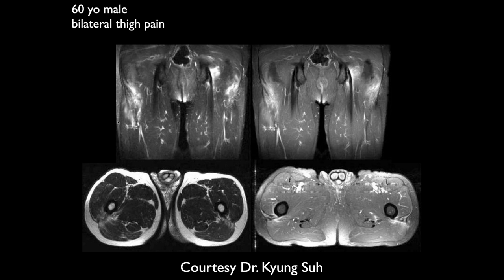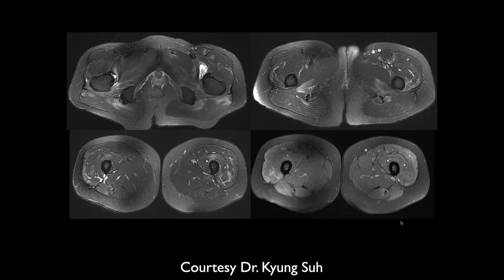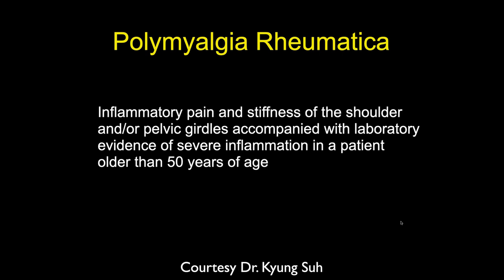Okay, so certainly all bilateral thigh pain. There's edema fluid signal, I think, at the distal attachment of the gluteus maximus bilaterally, posterior to the femur. So some kind of either tendinosis or inflammatory process. And it's going to be just another case of polymyalgia rheumatica.